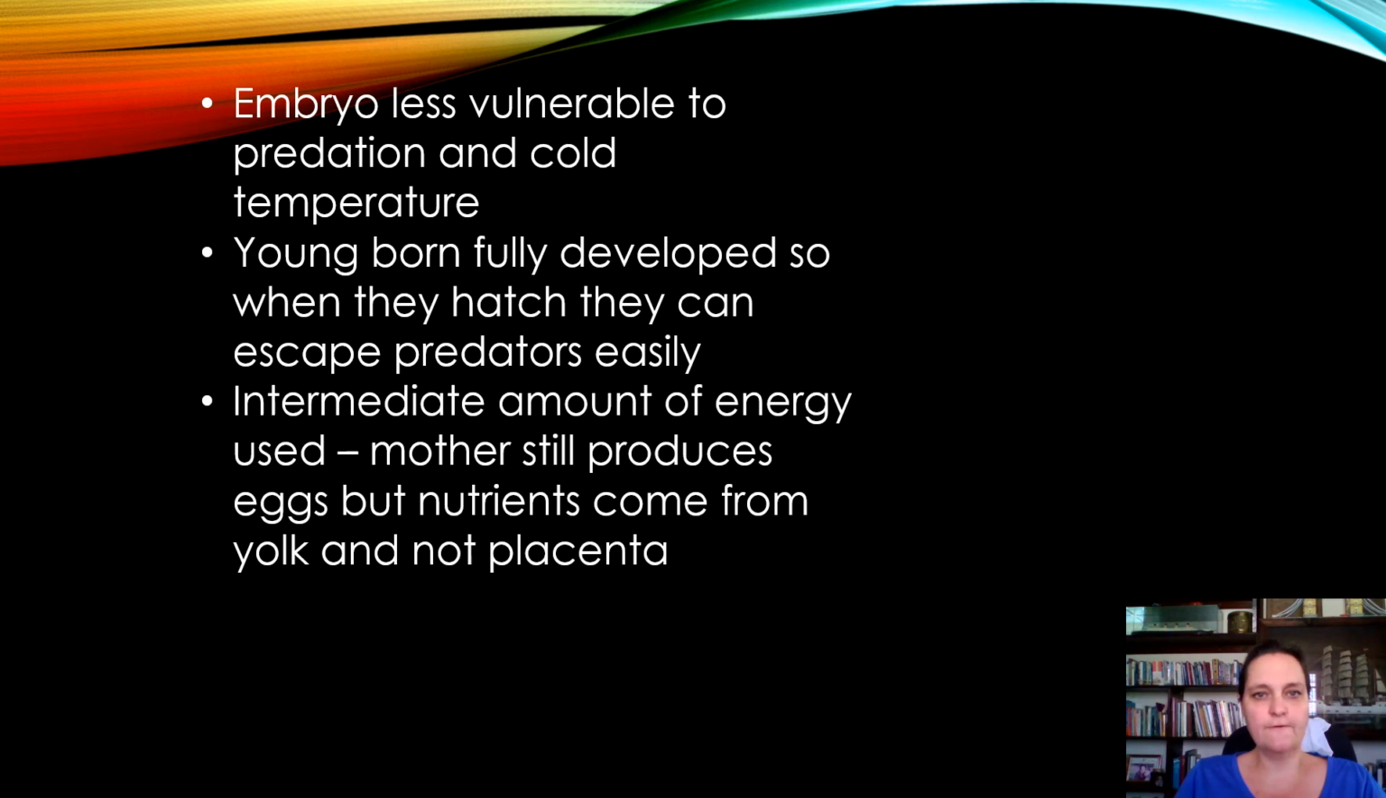Okay, so how does ovovipary ensure reproductive success? Well, your embryo is less vulnerable to predation and cold temperature because it's developing inside the mother, even though it is not attached to a placenta. It's still better than the egg being outside in the elements. The young are also born fully developed, so after they've hatched, they can easily escape predators. There's an intermediate amount of energy because the mother still has to provide protection and gas exchange and so on, but not nutrients. So it's sort of in between the two other mechanisms which we've discussed today in terms of energy.